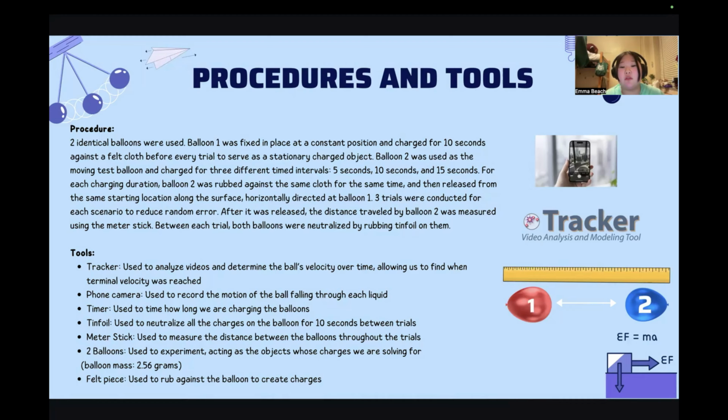For each time interval, we did 3 trials to reduce random error, and then after it was released, the distance traveled by balloon 2 was measured using the meter stick. Between each trial, we neutralized both of the balloons' charges by rubbing tinfoil on them.